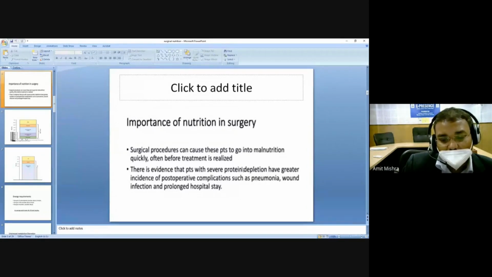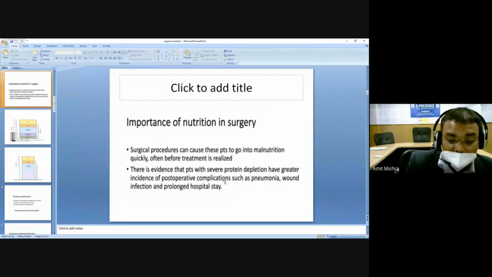That's why it is basically said that surgical nutrition is not only the role of the surgeon. It's a multimodality approach where we should optimize the patient for surgery.